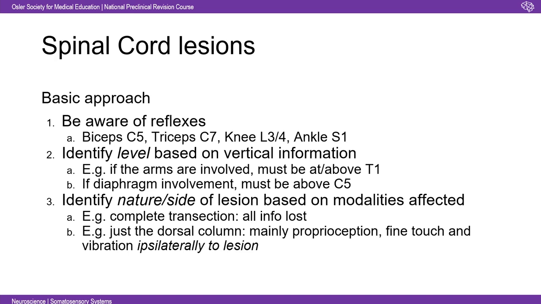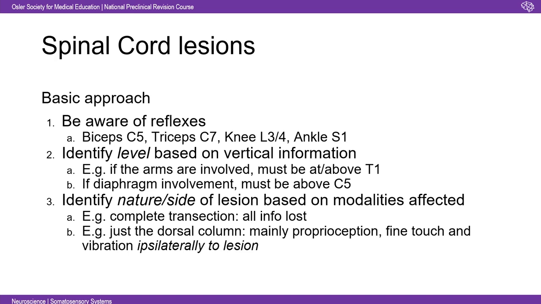Next, vertical information. So the arms are controlled by C5, 6, 7, T8 and T1. So if the arms are involved, you know that it must be at or above T1. A T5 lesion isn't going to affect your arms. If the diaphragm's involved, the diaphragm's controlled by C3, 4 and 5. So again, it has to be at least above C5.